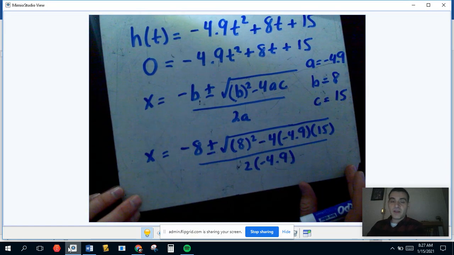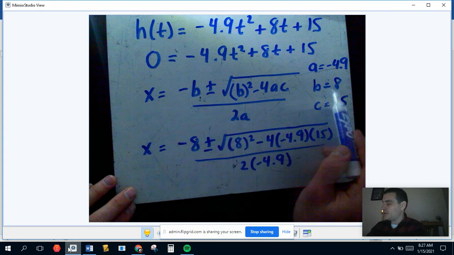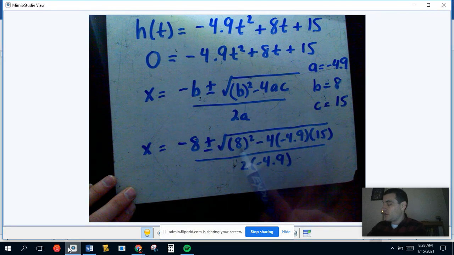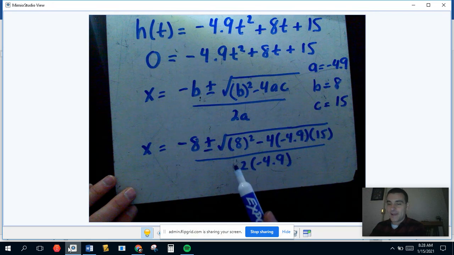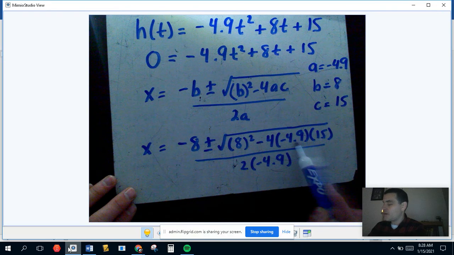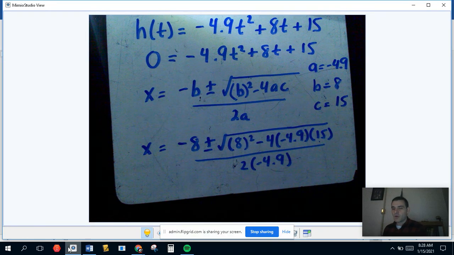All right, so let's make sure we got everything in there correctly. This should be negative b, so since b was 8, it's negative 8. This should be b squared, so 8 squared, parentheses is a good idea. 4ac, there's a, there's c, so I'll put them here and here. Then on the bottom, 2a. Okay, this one's going to require a calculator. You've got a decimal in there, so most of the time you use a calculator anyway.